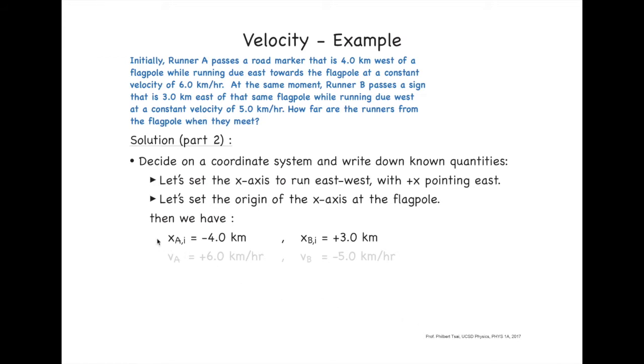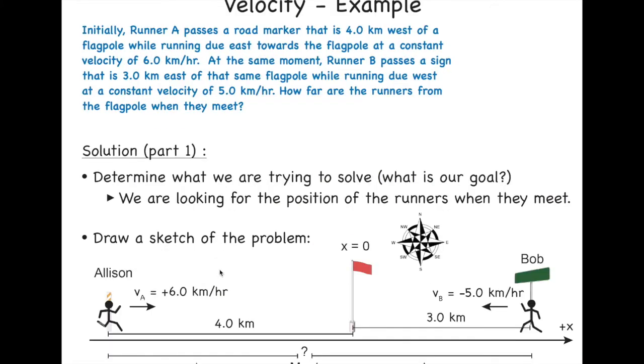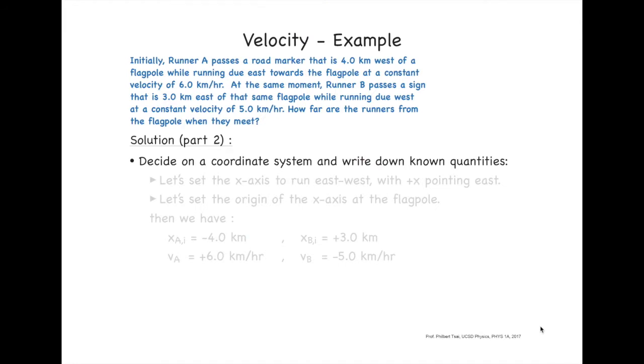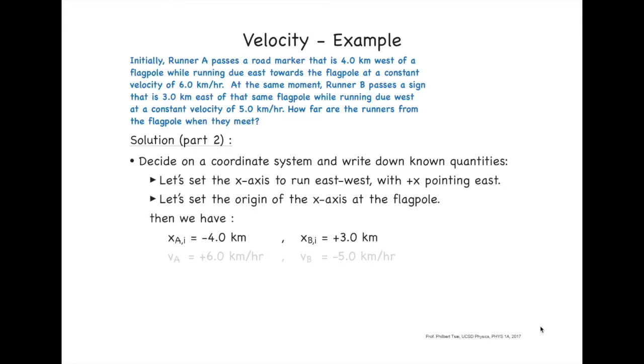The initial position of runner A is 4 kilometers to the west, which, because positive x is pointing to the east, is minus 4 kilometers, as you can see from the figure here. So this is in the negative direction, so he's at minus 4 to start with. Runner B will be at plus 3, obviously. Going back forward, runner B starts off with an initial position of plus 3 kilometers.